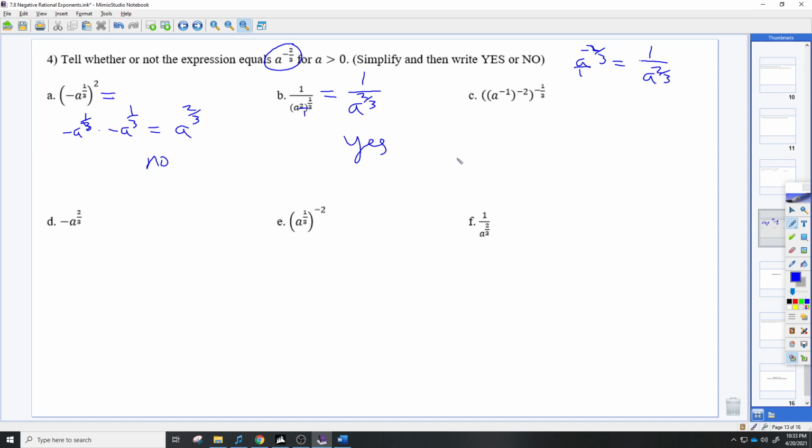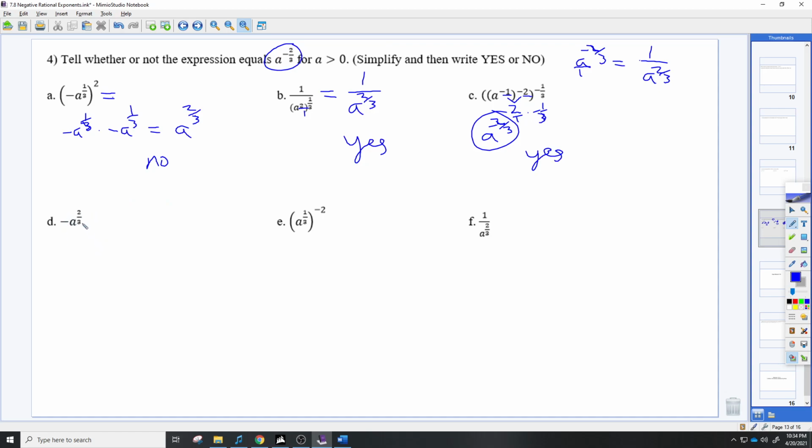This is a yes. Part C, a to the negative 1, raised to the negative 2, raised to the negative 1/3. This would actually be multiplication 3 different times. So we'll keep the a there. Negative 1, negative 2. These two together would be 2. Put over a fraction here. And we're multiplying that by negative 1/3. So go across the top and bottom. That would be negative 2 over 3. And that is the same thing. So that's a yes.